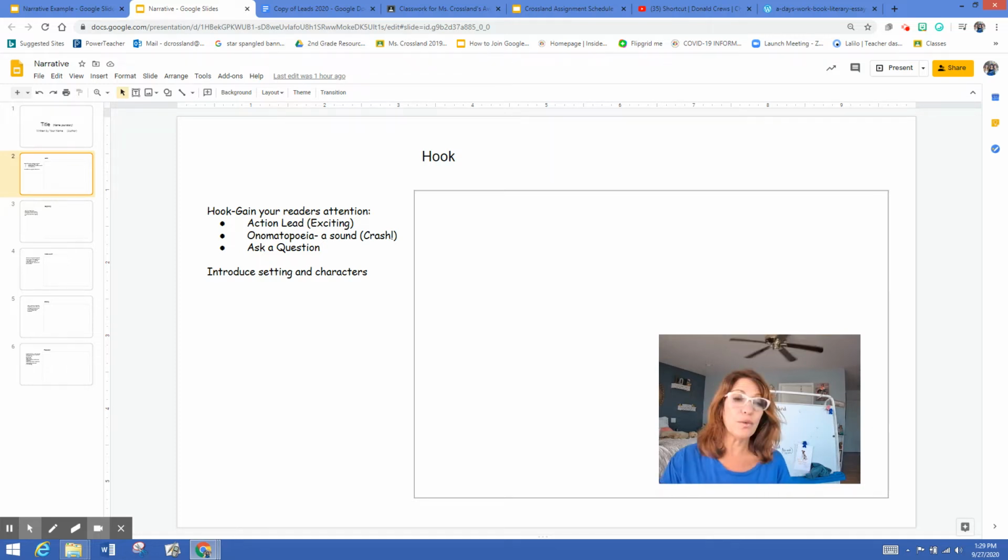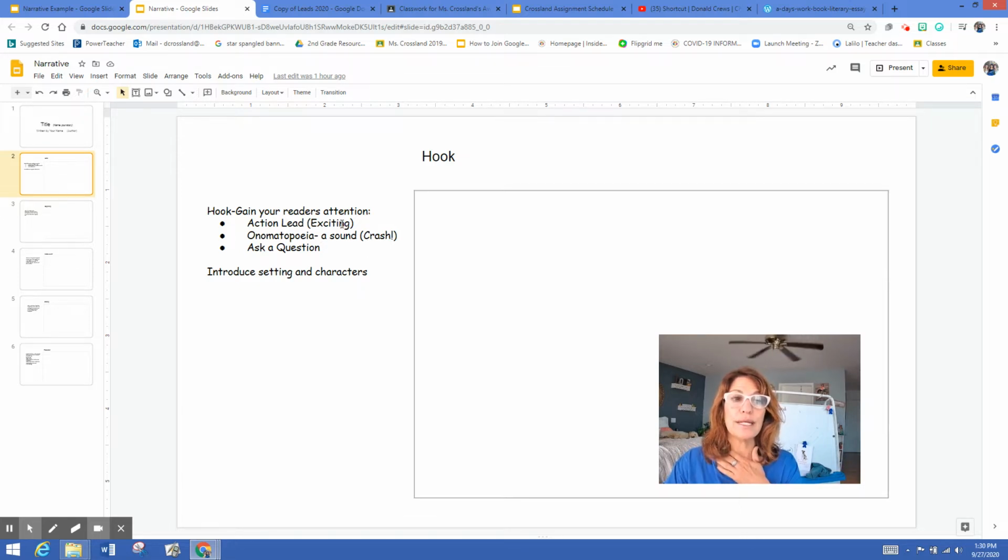So there's a couple different ways to do a hook, and there's actually a lot of ways, but today we're just going to look at three. So I'm going to give you three choices, and I want you to use one. Every time you write a narrative, you're going to use a hook and get the attention. So the three that we're going to talk about today are action lead, onomatopoeia, and asking a question.